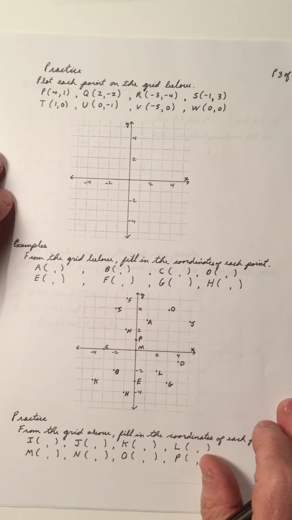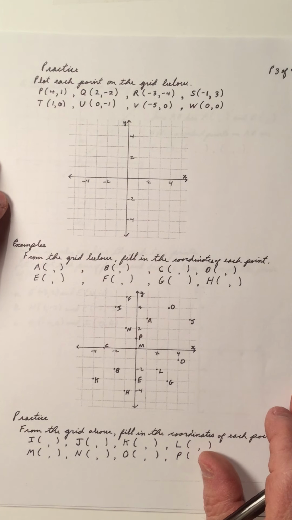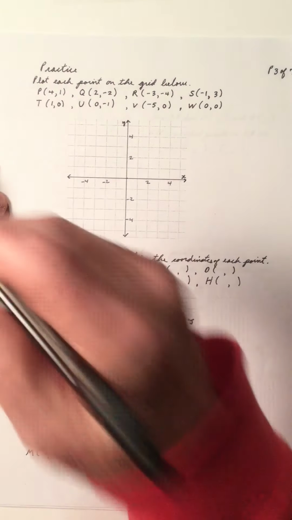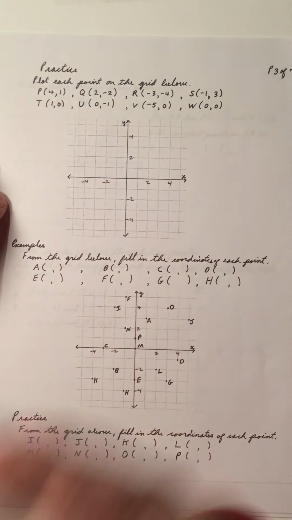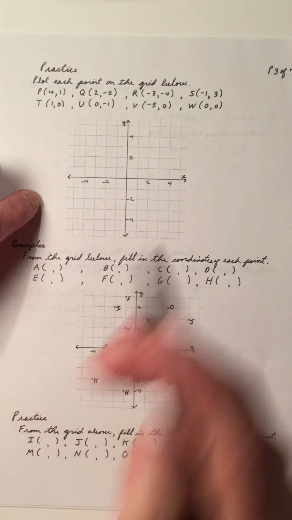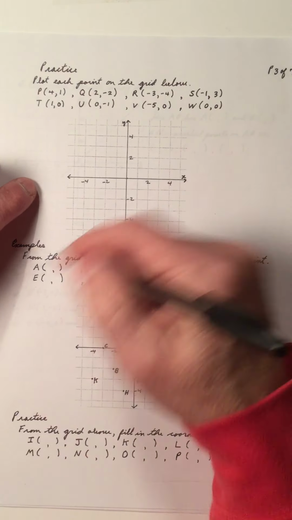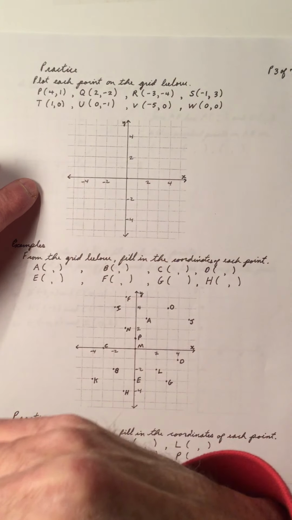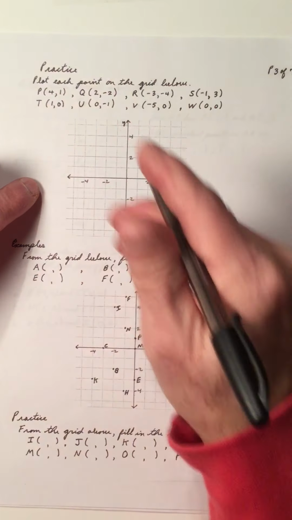Practice. When I see the word practice, what you can do is pause your video, look at these, and plot them on your grid. Anytime you see the word practice, pause, work it out, come back and see if you're right.